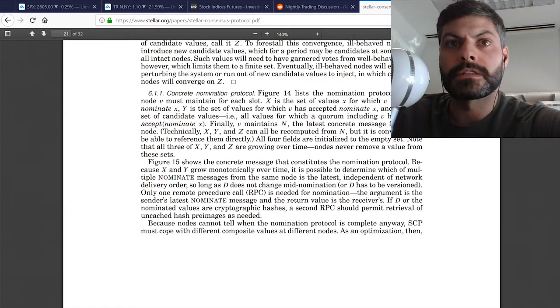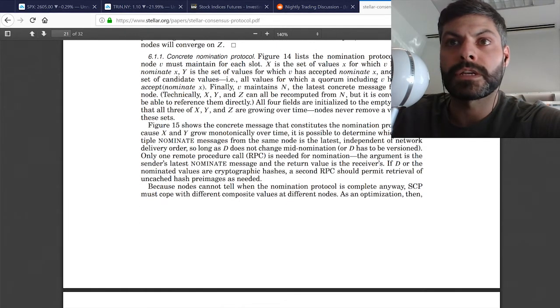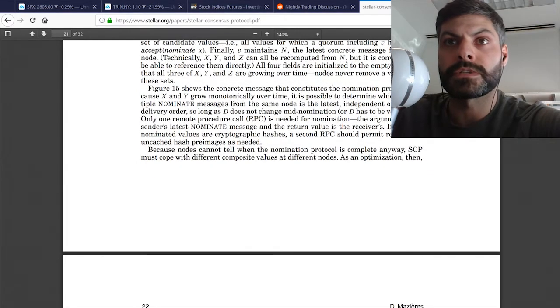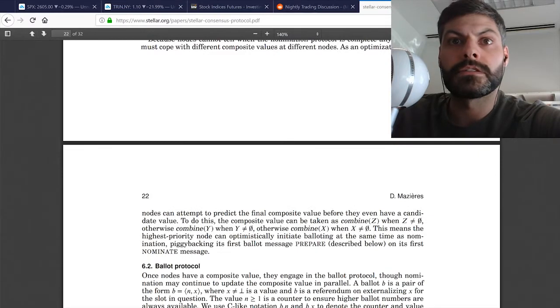The argument is the sender's latest nominate message, and the return value is the receiver's. If D or the nominate values are cryptographic hashes, a second RPC should permit retrieval of uncached hash pre-images as needed. Because nodes cannot tell when the nomination protocol is complete anyway, SCP must cope with different composite values at different nodes. As an optimization then, nodes can attempt to predict the final composite value before they even have a candidate value.